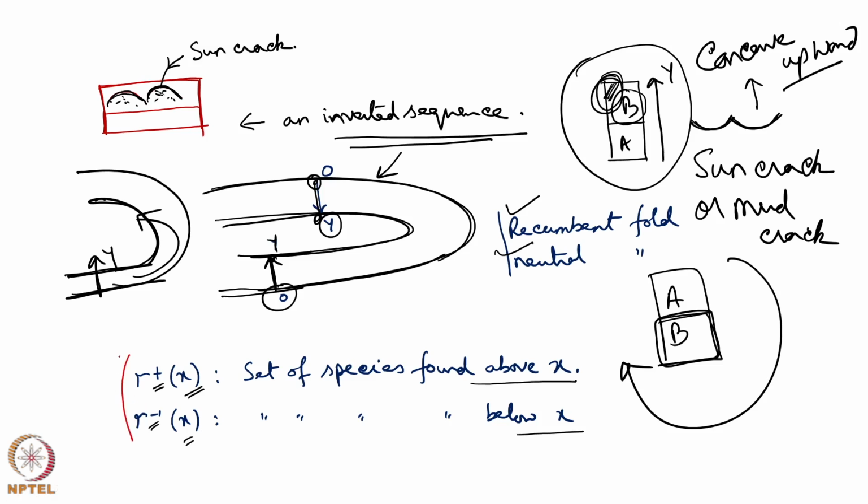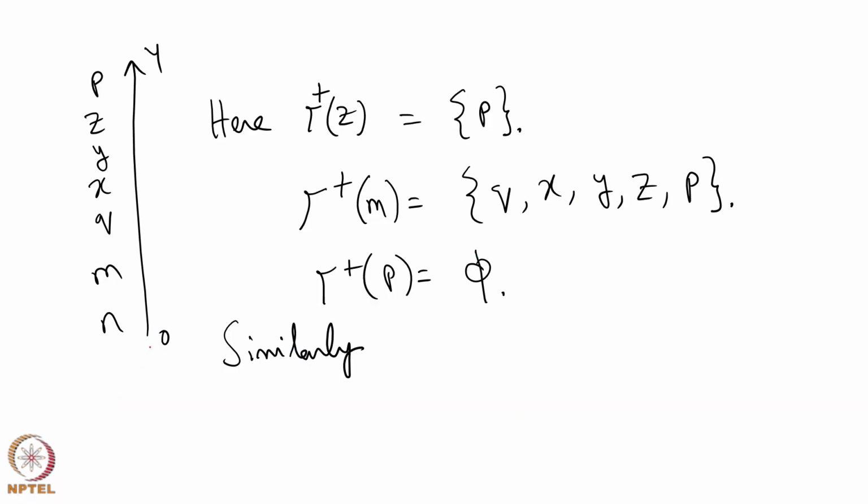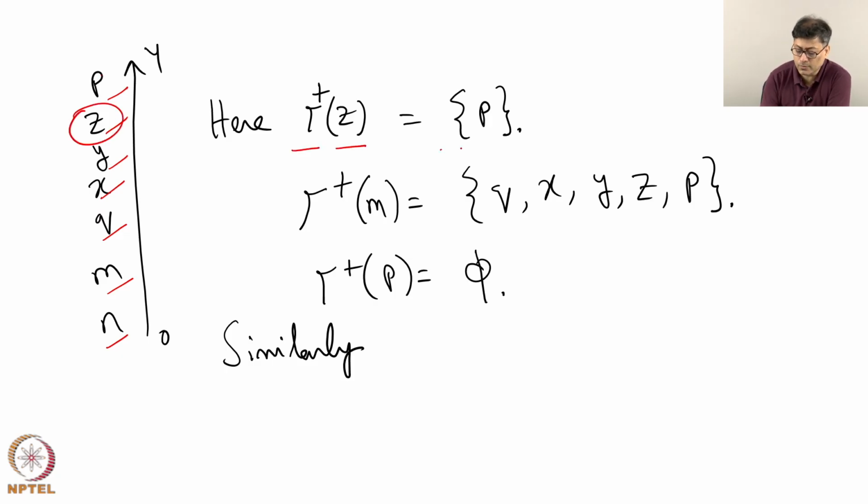Now, I am going to give you an example of this. I am looking at a vertical succession of taxa n, m, q, x, y, z and p. Commonly this is a younging direction, it is not an inverted sequence. So, here if I give this symbol and z, then above z lies p, so p is the answer. If I give this symbol and m, above m what lies, q, x, y, z and p, that is the answer. And if I give this symbol and p, that means at the topmost we have nothing above it, so a null set is given.